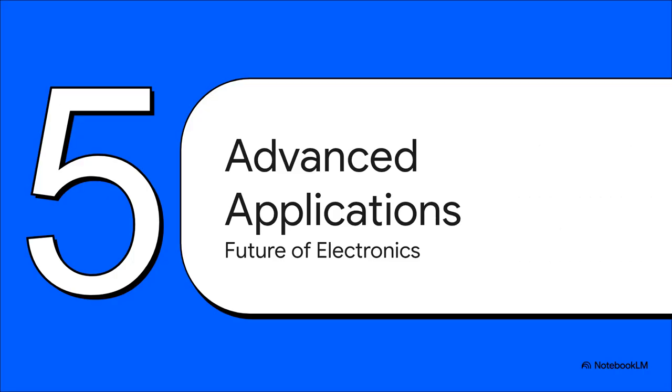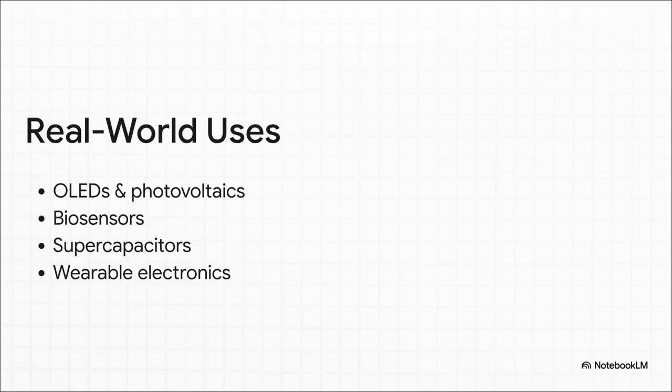Finally, Section 5, Advanced Technical Applications, the future of electronics. The unique physical properties dictated by these conjugated structures are translating directly into next-generation tech. By exploiting their lightweight, flexible, and solution-processable nature, engineers are deploying these polymers into organic photovoltaics, dynamic OLED displays, and highly stretchable wearable electronics. Because they can literally bend without breaking their conjugated pathways, they are the absolute foundation of sophisticated biosensors and flexible supercapacitors.